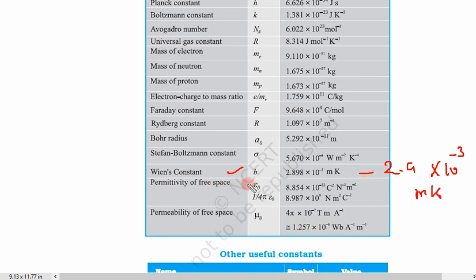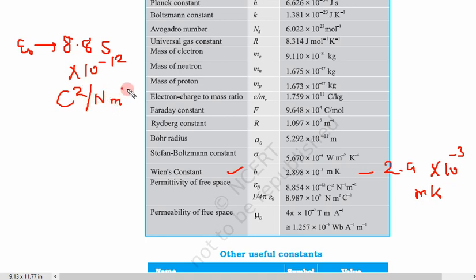Now permittivity of free space, epsilon naught. Epsilon naught is simply 8.85 into 10 to power minus 12. Unit is coulomb square per Newton meter square. Sometimes we have to use this unit, 1 upon 4 pi epsilon naught. This is also very important. This is epsilon, but 1 upon 4 pi epsilon naught.